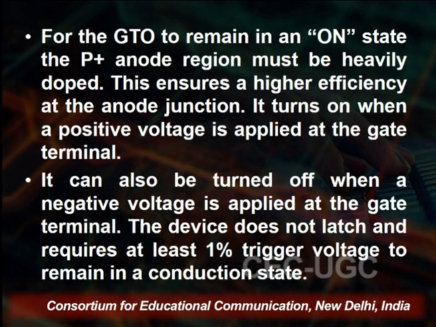Now, for the GTO to remain in the on state, the P plus anode region must be heavily doped. This ensures a higher efficiency at the anode junction. It turns on when a positive voltage is applied at the gate terminal. It can also be turned off when a negative voltage is applied at the gate terminal. The device does not latch and requires at least 1% trigger voltage to remain in the conduction state.